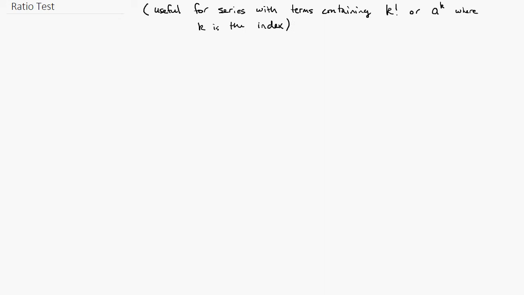In this video, we have another test to check whether a series converges or not, called the ratio test. Typically, this test is useful for series with terms that contain something that looks like k factorial or a to the k, so an exponential term where k is the index. We're going to be using the ratio test a lot later on when we introduce power series. Okay, so before we get into the ratio test, let's do a quick review on factorials.